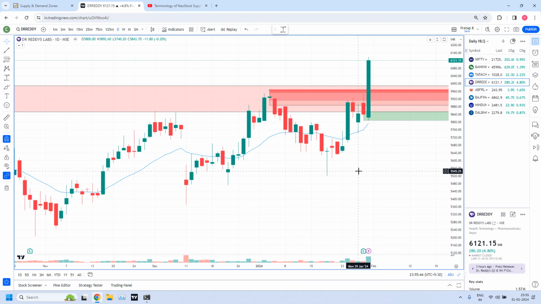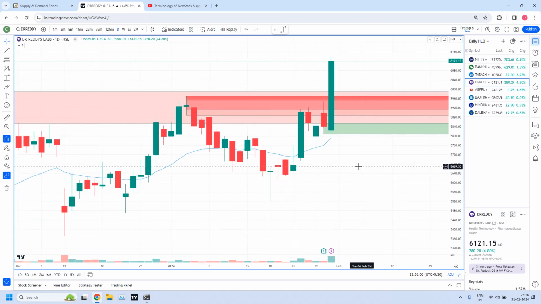Just learning the zone confluence and fine-tuning is not good enough. How accurately we need to fine-tune, that's the kind of skill you need to develop. That is what I'm going to explain for this particular DRREDDY.